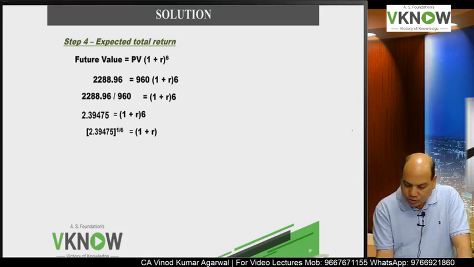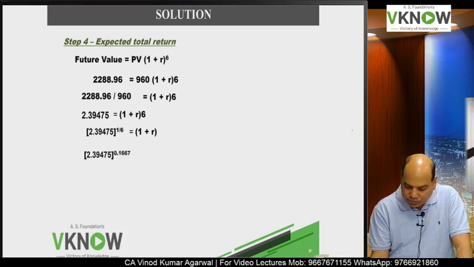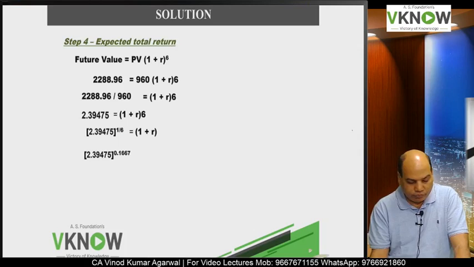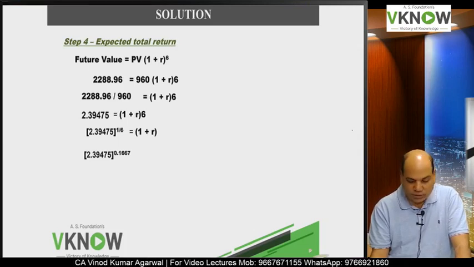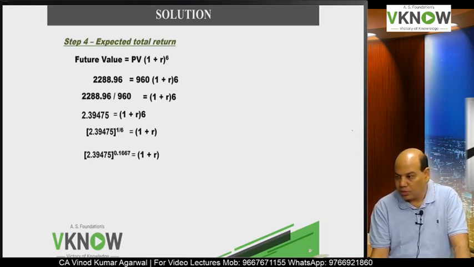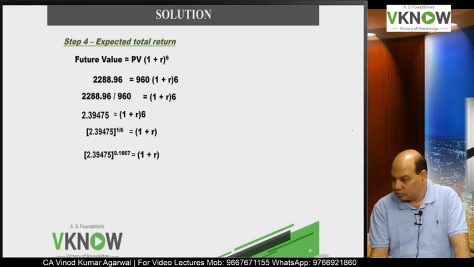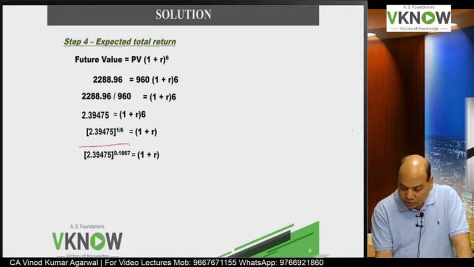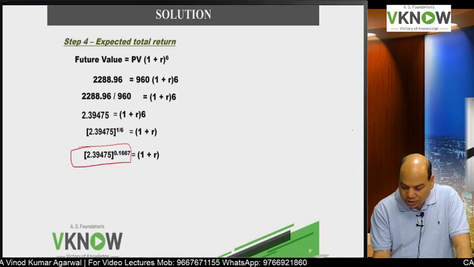How will you solve this part? First simplify that. 1 by 6 means 0.1667. So 2.39475 to the power 0.1667 is equal to 1 plus r. Got it? In your earlier lectures 1 and 2, I have told you how to crack this.